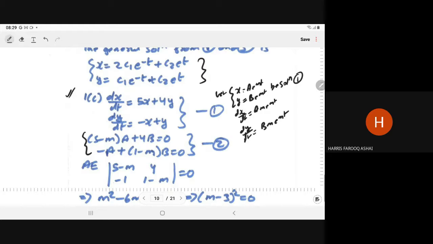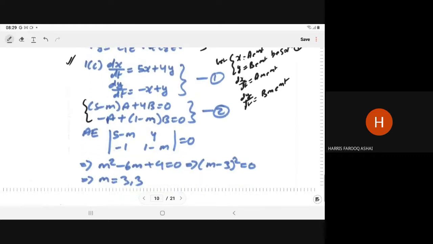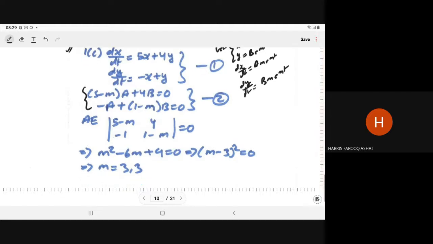So a and b have a non-trivial solution only when the determinant of the coefficient matrix vanishes. So the determinant of 5 minus m, 4, minus 1, 1 minus m is equal to 0. That will give you the auxiliary quadratic equation m square minus 6m plus 9 is equal to 0.